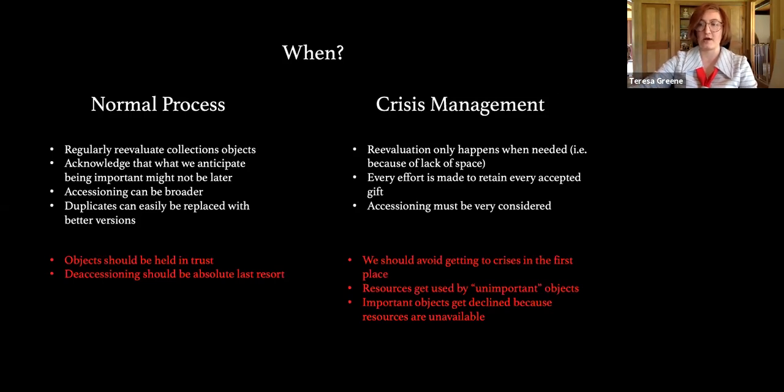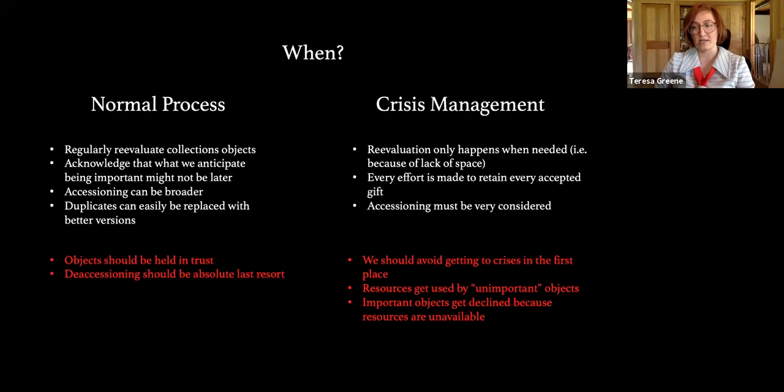So here I've added the arguments against each side. For the normal process side, keeping it as a normal part of your process, you can fall into the habit of over-accessioning or accession things in bad faith, where you start saying, oh, we can just get rid of it in 5 years, which is not a mindset that we want to have.